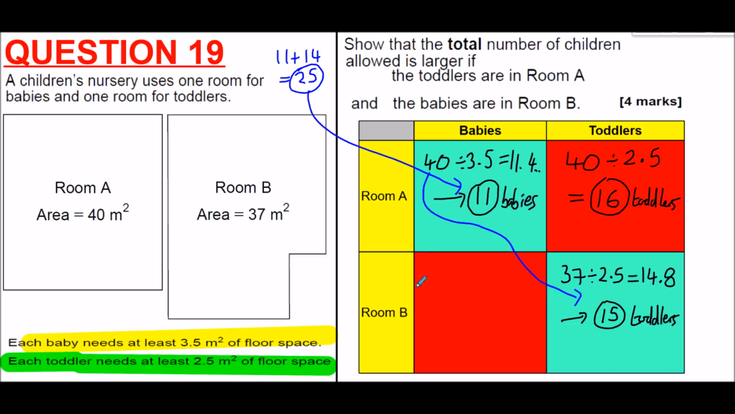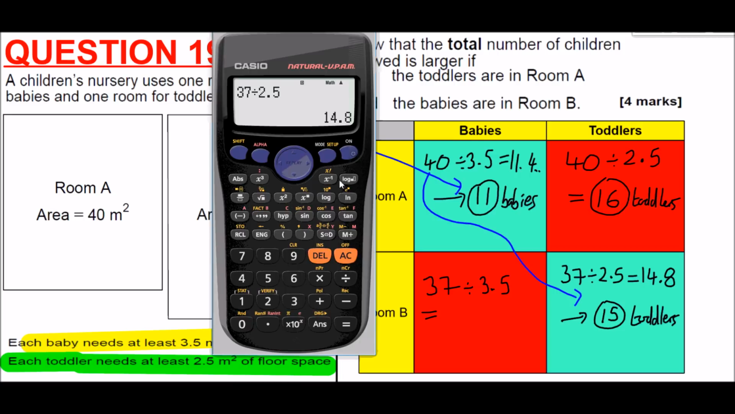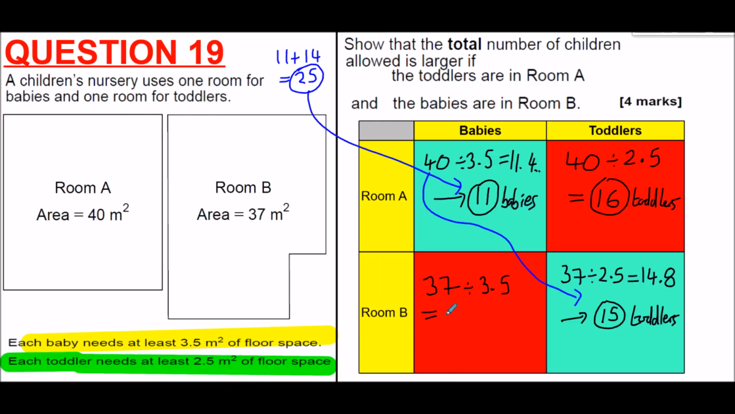And if the babies were in room B, again room B, we've got 37 square metres of floor space. So divide that by 3.5, because each baby needs 3.5 square metres. And what we'd get for this one would be 10.5-ish. To one decimal place, that'd be 10.6. So that'd be 10 babies in total. Not quite enough space for 11 babies.